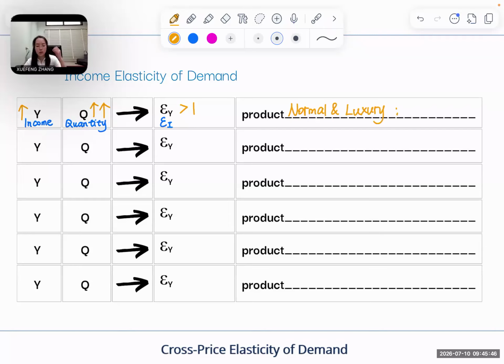Examples, we mentioned before the movie ticket, right? Maybe the holidays, luxury bags. And next one, suppose your income increases as well, but the quantity increase is just not that big. So in this case, suppose the epsilon I is greater than 0 but less than 1. So this kind of product is normal but a necessity.